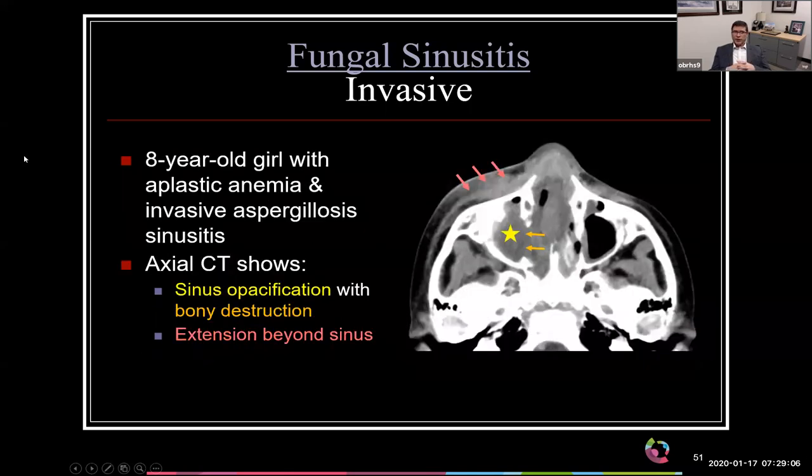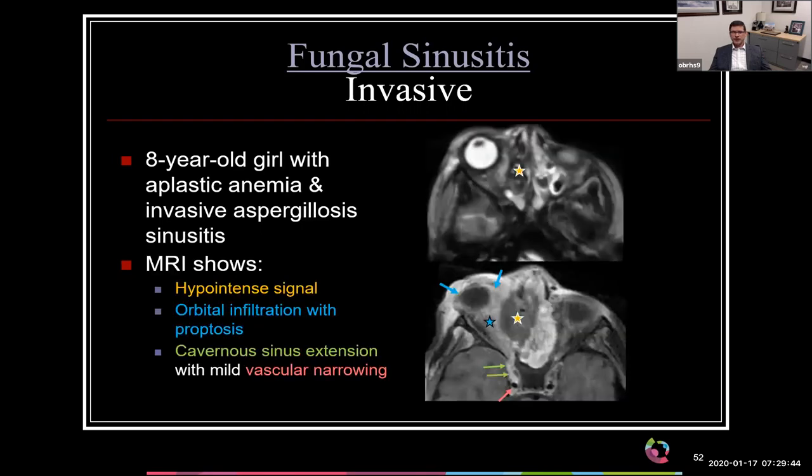And this is an 8-year-old girl with aplastic anemia and has invasive aspergillosis sinusitis on biopsy. Here we could see near complete opacification of the right maxillary sinus, opacification throughout the nasal cavity with erosion of the nasal septum. And then this is the subtle finding that we're looking for, not subtle in this case, but subtle in other cases, you want to look for extension of abnormal soft tissue induration beyond the bony margins of the sinus. And then you could also see subtle extension into the pterygopalatine fossa as well. That's where you want to raise your suspicion that this is invasive. It's getting beyond the bony margins of the sinus.